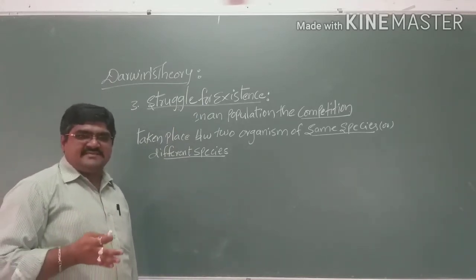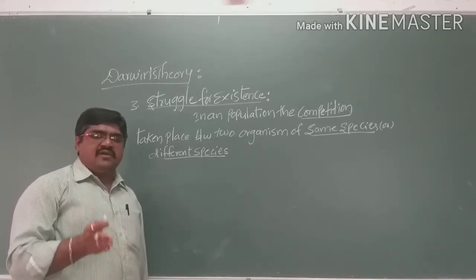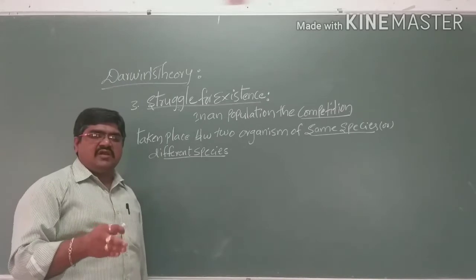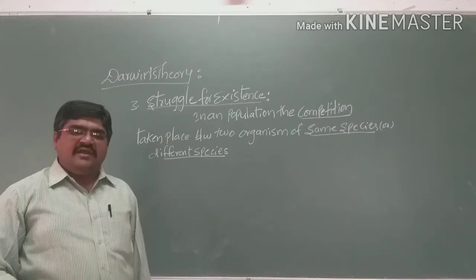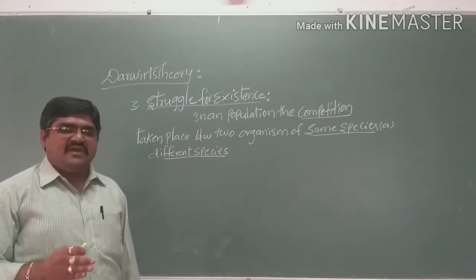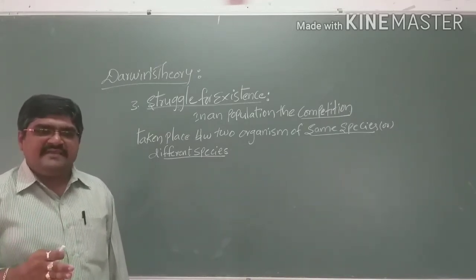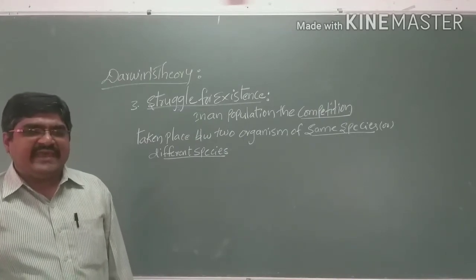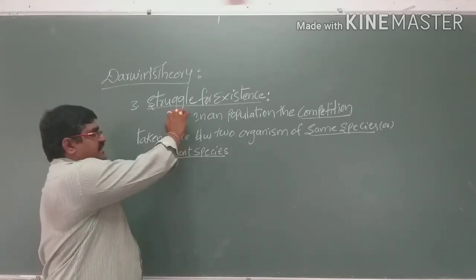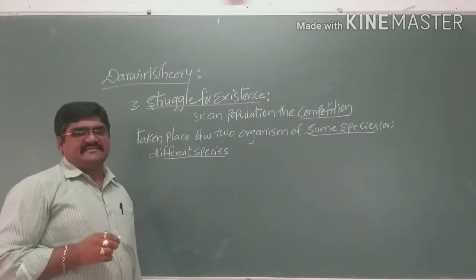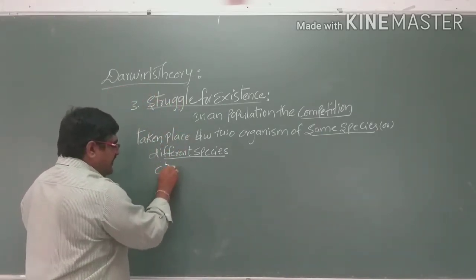To exist in nature, we have to struggle with other species for food, shelter or any other environmental factor. The organisms should fight with one another, and only then can they survive in nature. If they do not survive, their number gradually decreases, and when decreasing, these organisms become extinct. Such a process we call the struggle for existence. This struggle for existence is classified into three types.